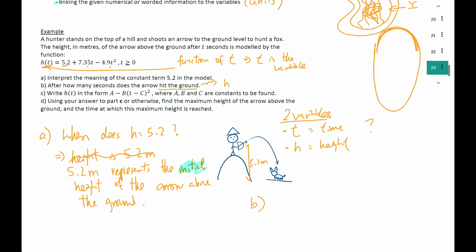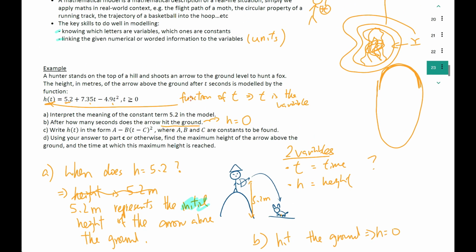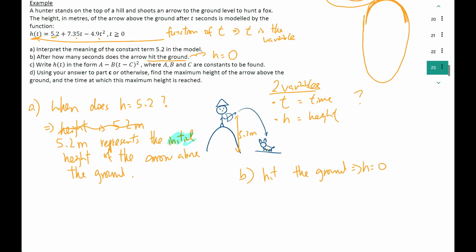When it hits the ground, in here, the height is 0. That means when it hits the ground, meaning the height is 0. So that's what we meant by we need to be able to link the given word information to variables. So h equals 0.